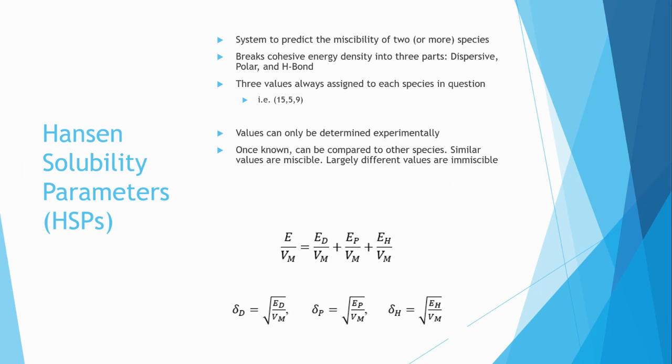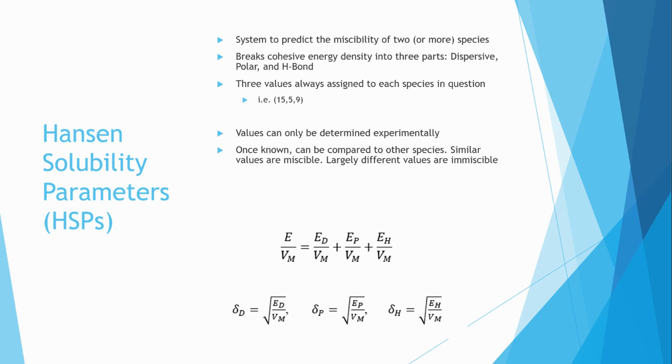So what exactly are Hansen solubility parameters? Well, put quite simply, it is a quantitative system created by Hansen that can predict the miscibility of two or more species. This system breaks the cohesive energy density into three parts: dispersive, polar, and H-bond forces. We can see the derivation of those three numbers in the two equations below.